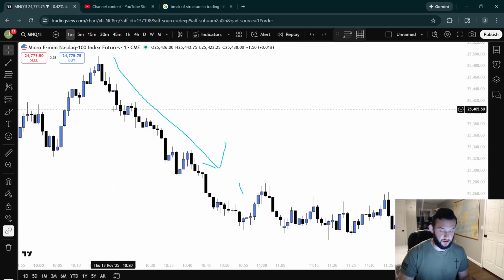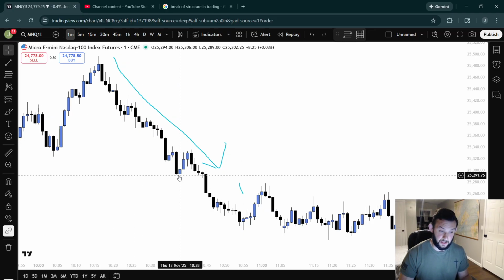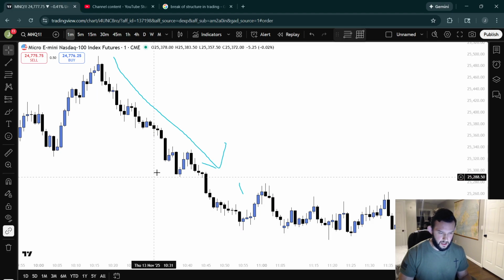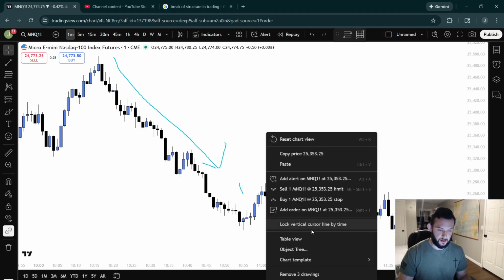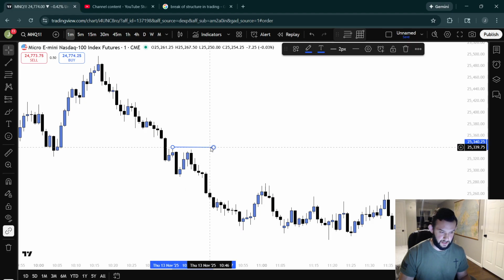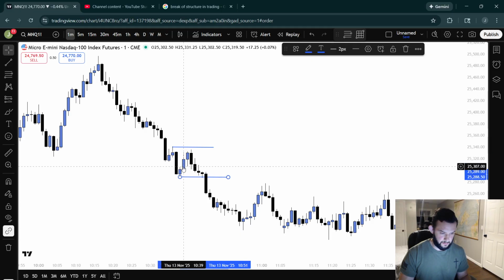Lower high, lower low, lower high, lower low, lower high, lower low, lower high. It just keeps going, right? And notice how we have, for this example right here, a retracement, a pullback. It doesn't mean that we're going to break this high right here. There's a high right here, up candle, down candle. Then we have a low right here, right? Down candle, up candle, that's a low.